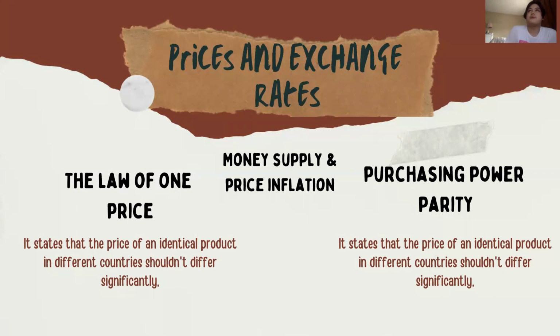And with the law of one price, there is purchasing power parity, where we compare a product from here and America. For example, we compare the Big Mac price over here and in America, and then we can determine the exchange rate. Money supply and price inflation can also determine the value or price of a currency.